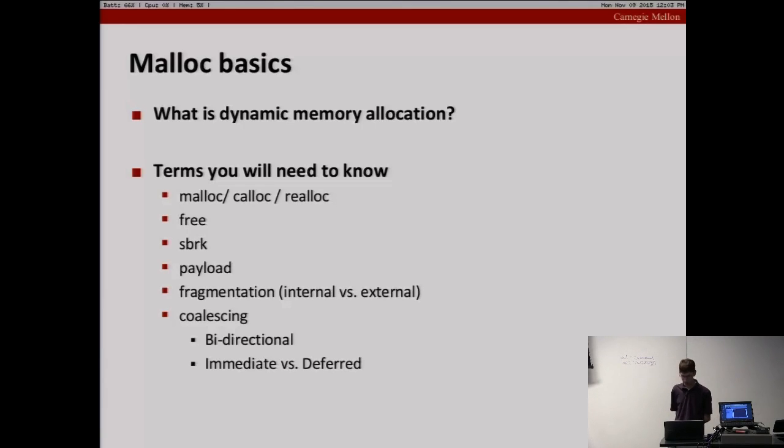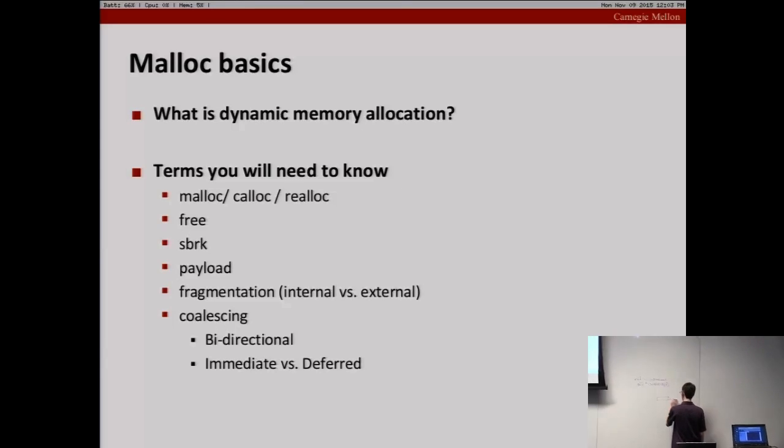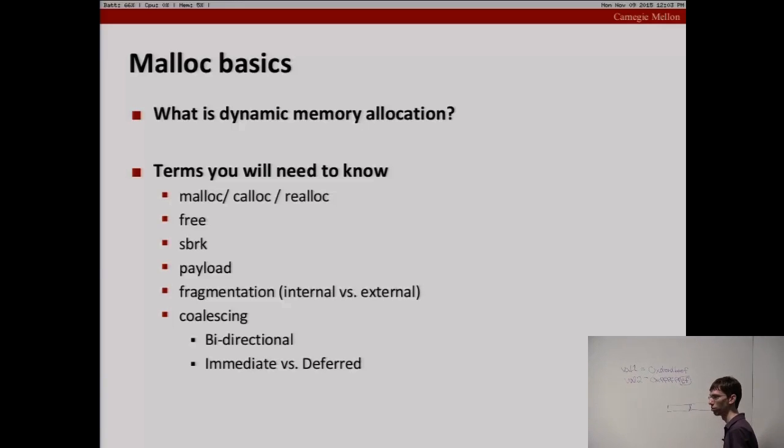And coalescing. The idea is, if a user allocates a block here, and then they allocate a block right next to it, and then they free both of them, it would be nice to say, okay, what we have in our data structure is one really big free block, rather than keeping it as two small free blocks, because if someone asks for this much memory, we can give it to them as this block here. There are a couple different ways you can do coalescing.